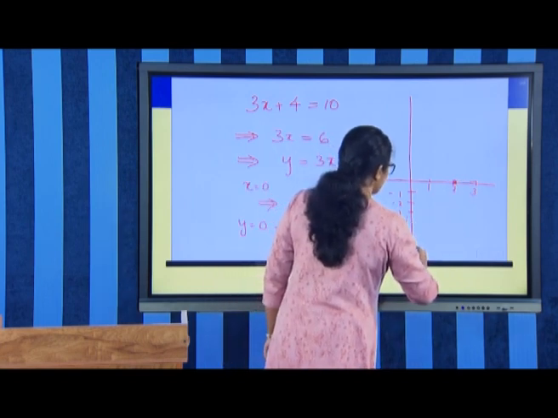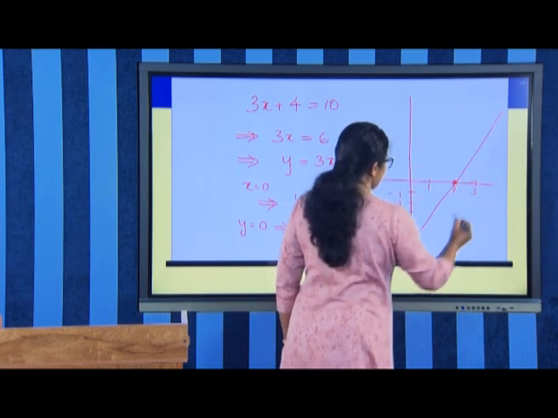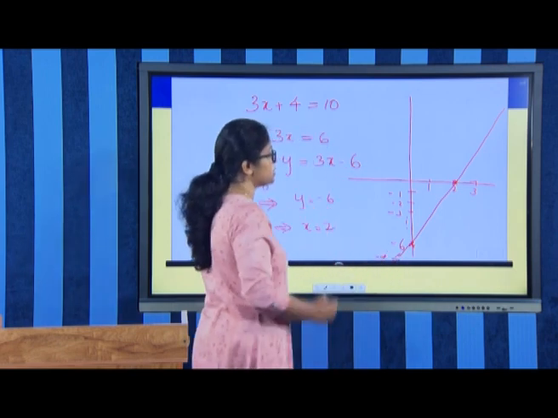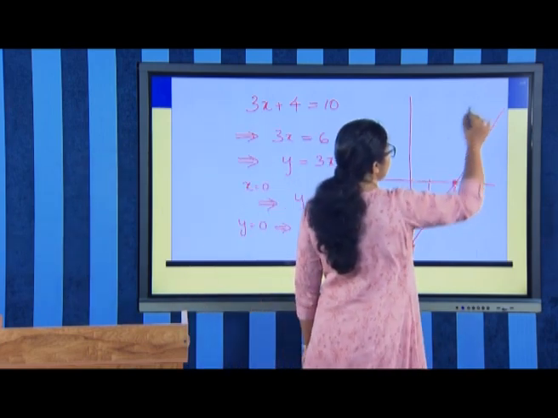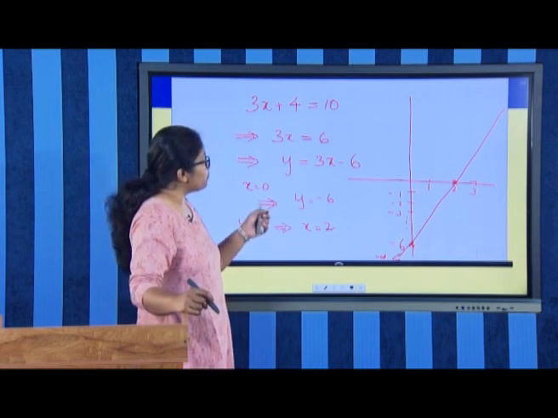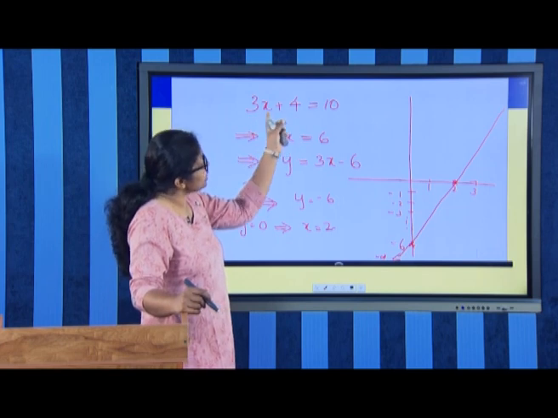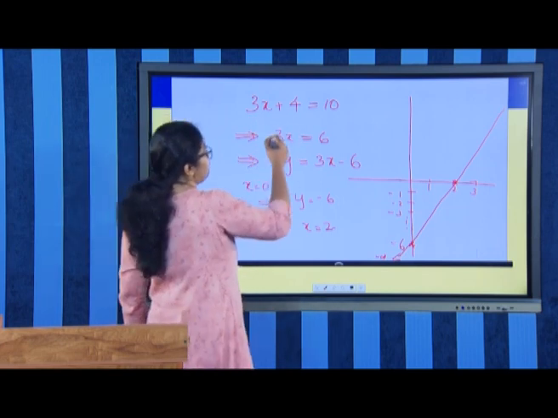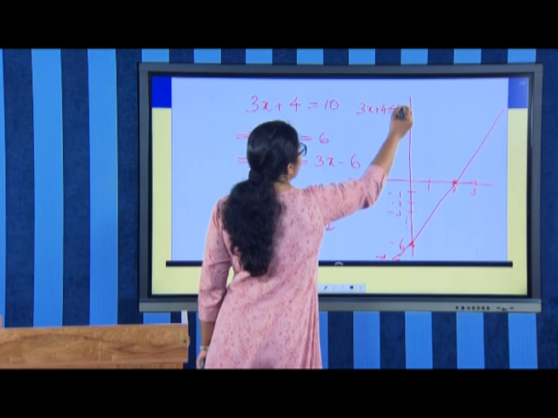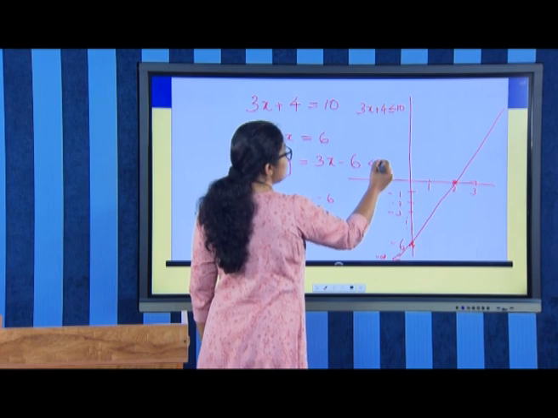So, we can draw a straight line joining these 2 points because it is a linear function. So, we will be having this going to minus infinity in this direction, and this goes to plus infinity in the other direction. So, look at the graph and see for what values of x is 3x plus 4 less than or equal to 10. 3x plus 4 less than or equal to 10 means your y should be less than or equal to 0.